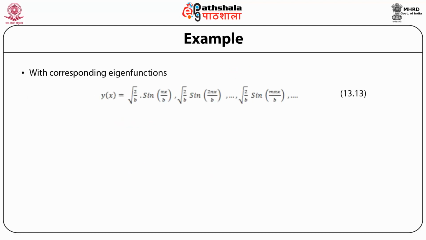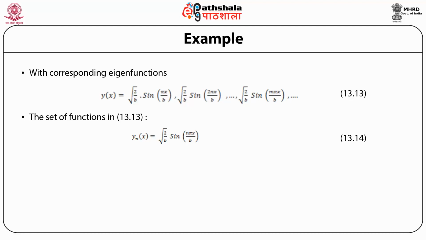Corresponding eigenfunctions then are, for example, y of x is equal to under root 2 by b sine pi x by b, under root 2 by b sine 2 pi x by b, root 2 by b sine m pi x by b, etc. The set of functions given above, namely y n of x equal to under root 2 by b sine n pi x by b, they form the basis of the Fourier sine series.